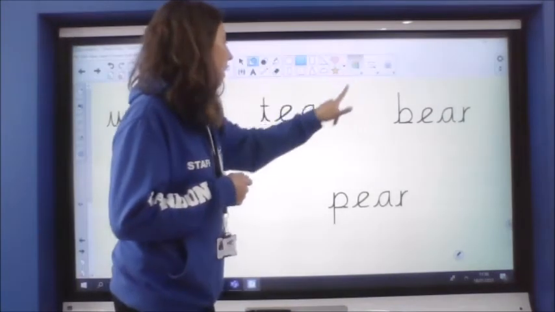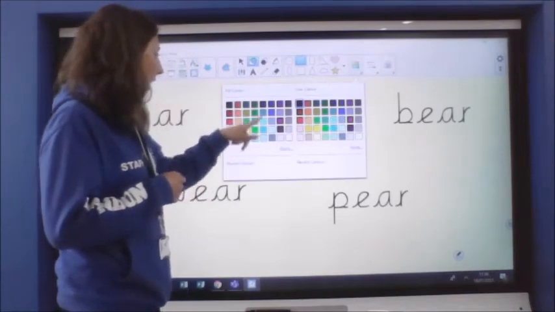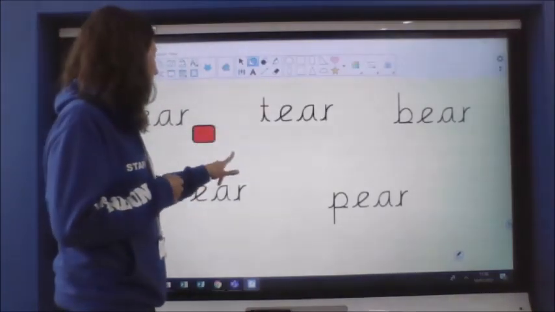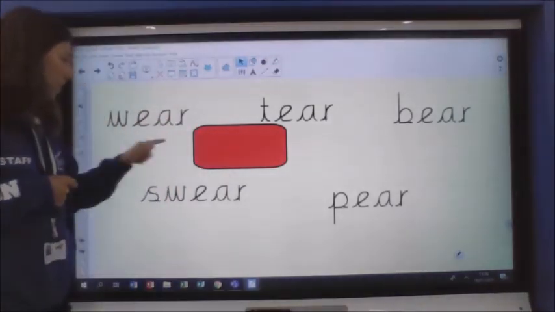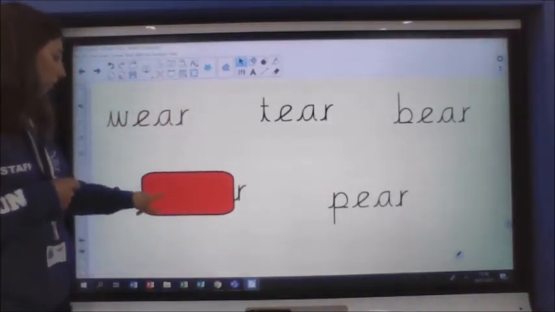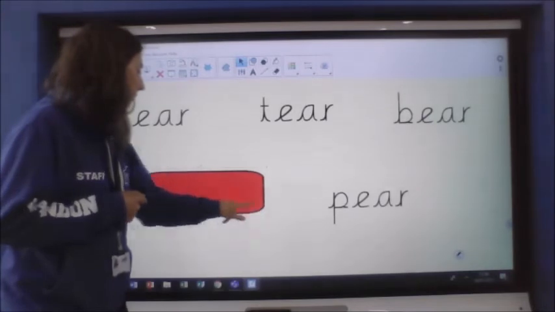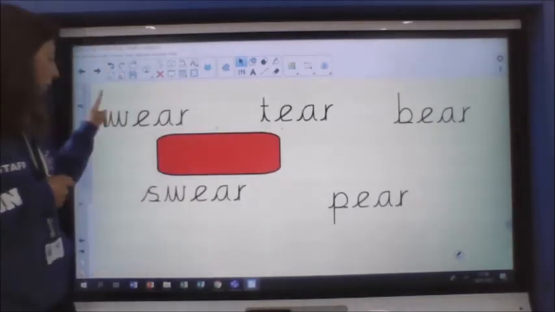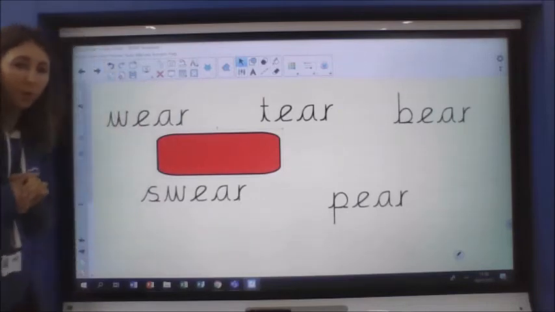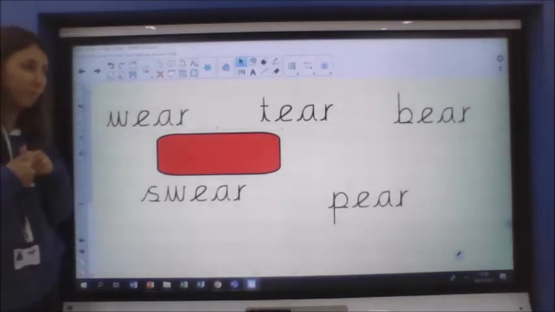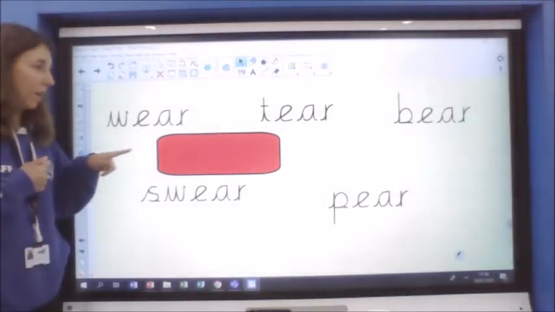I'm going to get myself a box. I think I'll have a red one. Okay, so there's my box. Let's check it's big enough. Let's make it a little bit bigger. Okay, so there are my words: where, swear, tear, bear, and pear. I'm going to ask you now to cover your eyes. No peeking.